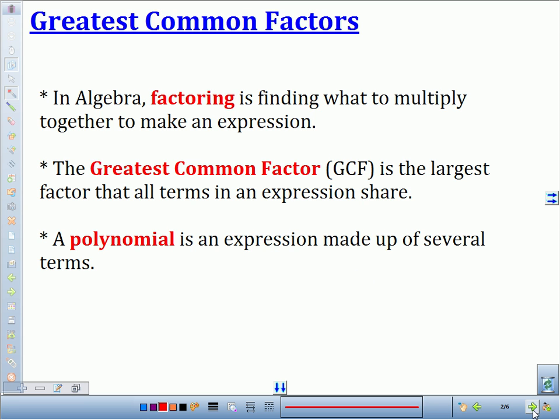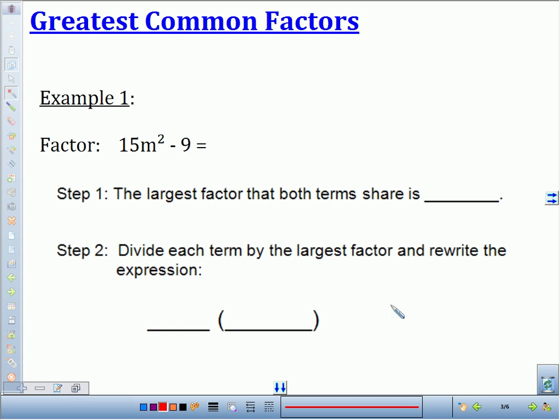Now let's look at using greatest common factors, GCFs, to factor a polynomial. For instance, in example 1, I want to factor 15m squared minus 9. Now, the process that I do this is fairly straightforward. I want to look at both of my terms, and I have two. I have 15m squared, and I have negative 9. Two different terms.